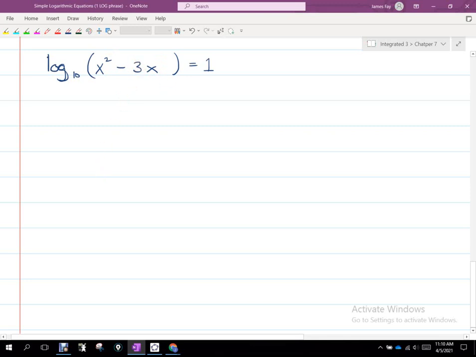Now they could also present that without that 10 there, right? And we'd have to assume or know that they're talking about base 10. But again, we're going to solve this. We're going to take our 10.